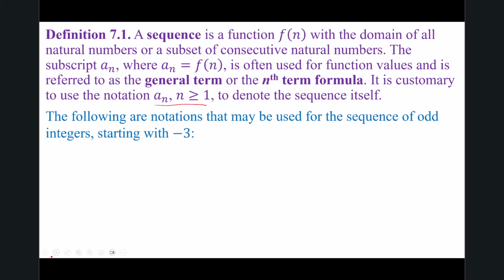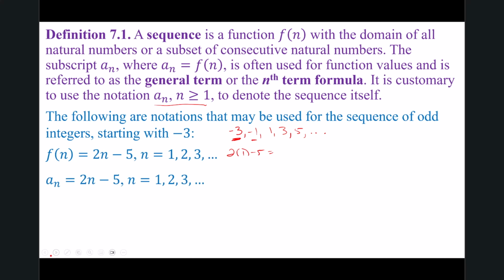So the notations for this sequence, if we have the odd integers starting with -3, so -3, -1, 1, 3, 5, etc., different notations we can use for that. First, f of n equals 2n minus 5, where n is 1, 2, 3, etc. Notice if I plug in 1, I have 2 times 1 minus 5, which is -3. That was our first term. So the second term, if I plug in 2, I get -1. So -1 is the second term, etc.